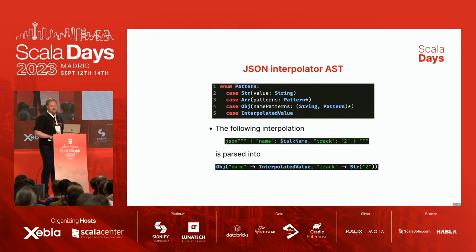So, for example, if we have this JSON string interpolator, we can parse it and get this object that has an interpolated value where the splice was, and has a string for the two that was in a string, and the names are kept as strings.